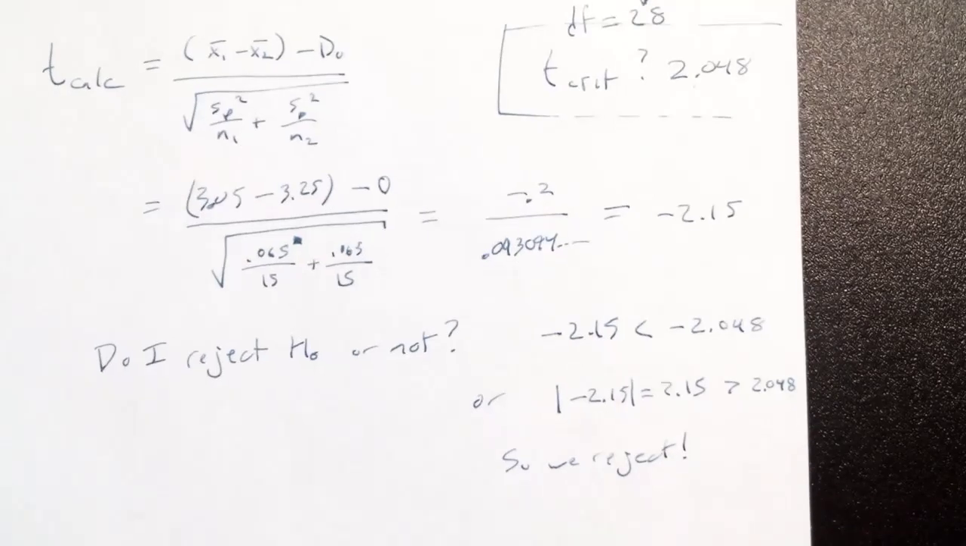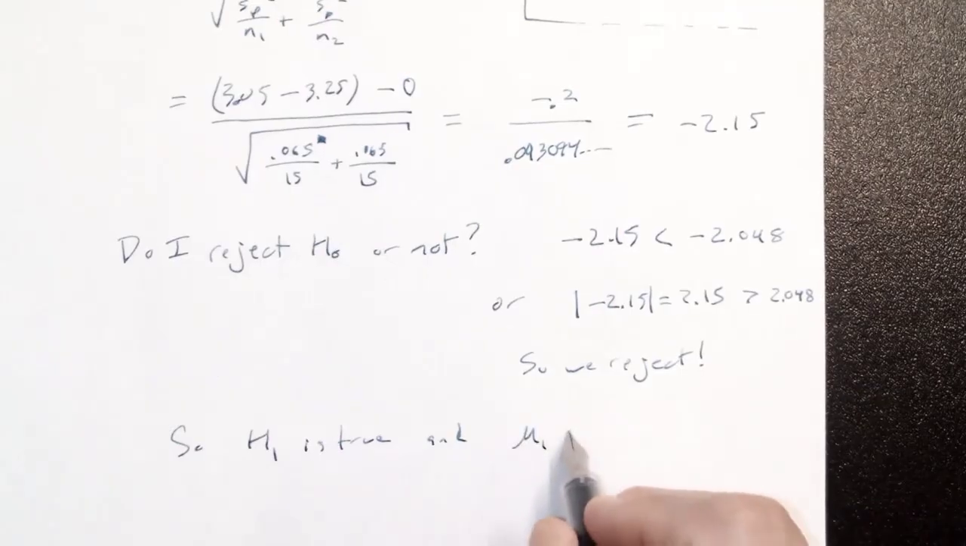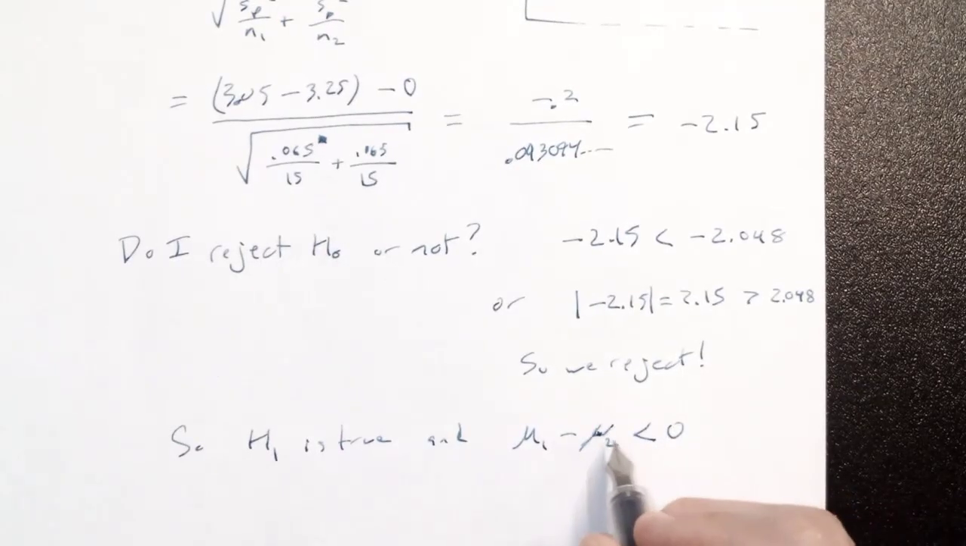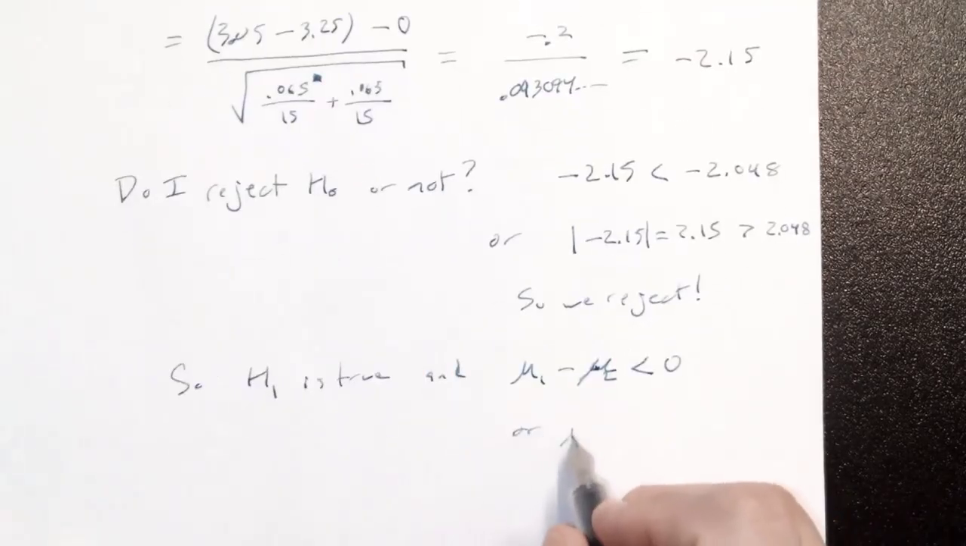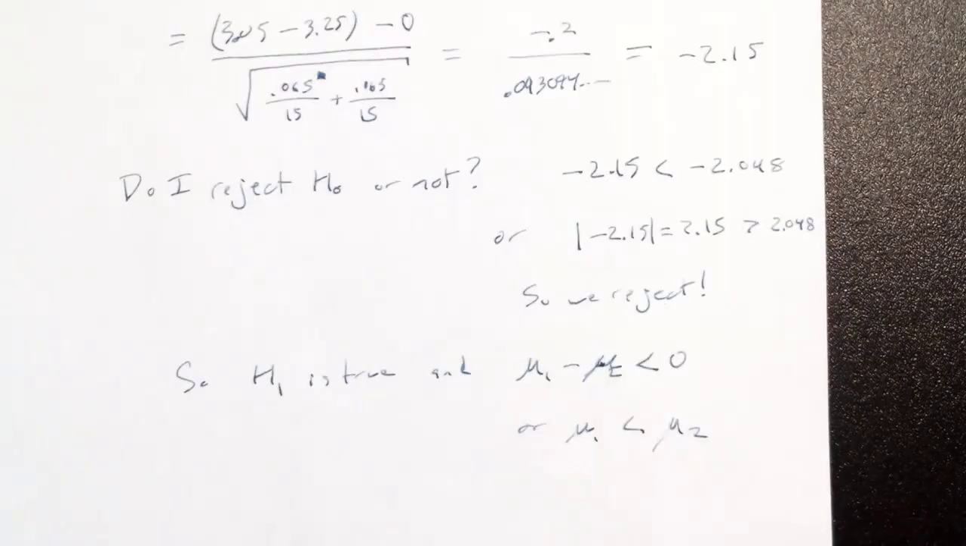And that means this alternate hypothesis is true, and mu1 minus mu2 is less than 0, or mu1 is less than mu2, which means the grades went down, or the grades in group 1 are lower than the grades in group 2.